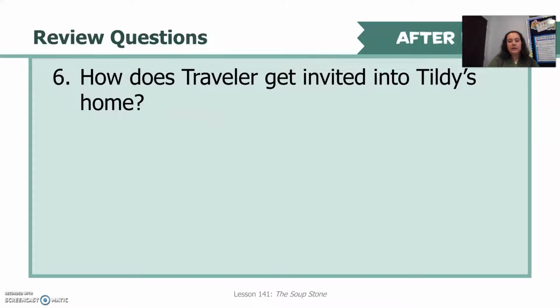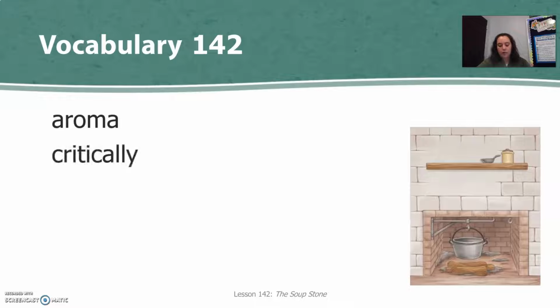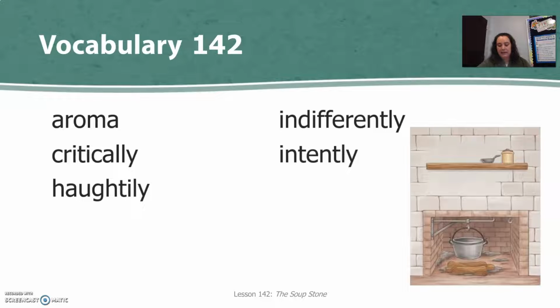How does Traveler get invited into Tildy's home? He shows Tildy an ordinary stone and tells her it is a soup stone. Traveler uses trickery to make Tildy believe the stone can make soup from a kettle of water. So today, here are our vocabulary words. We have aroma, critically, haughtily, indifferently, intently, and resume.